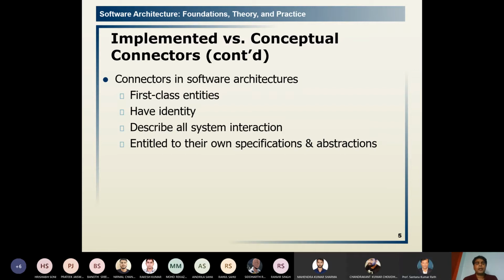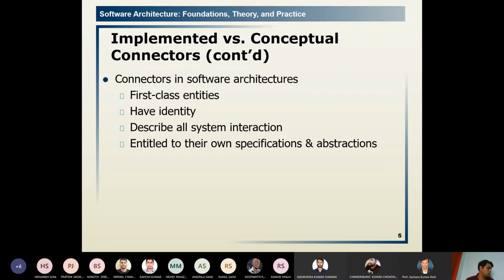Connectors in software architectures are first class entities. In the software architecture, the connectors are the main or primary entities. They have identity. One case is during the implementation and another is in the software architecture. During the implementation, is there any identity of a connector? There they have the source code to execute, but they don't have any identity. Connectors don't have any identity in an implementation. But if we consider the software architecture, they are first class entities, high priority entities.